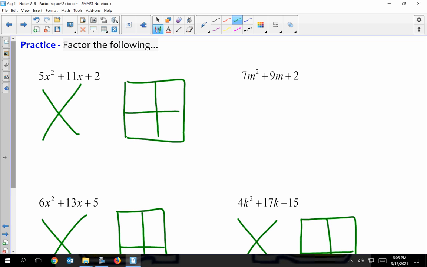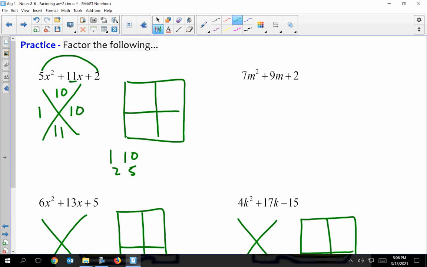All right. So let's do our steps to fill in the X first. You take the first number times the last, gives you 10. Take the middle number, gives you 11. Okay. So what multiplies to 10 and adds to 11? Now the only numbers I know to multiply to 10 are this and this, but which pair adds up to 11? It's 1 and 10.